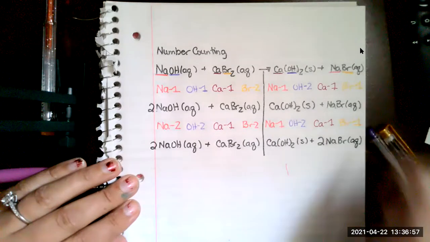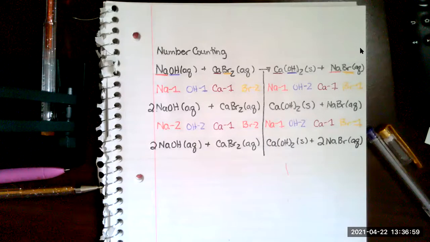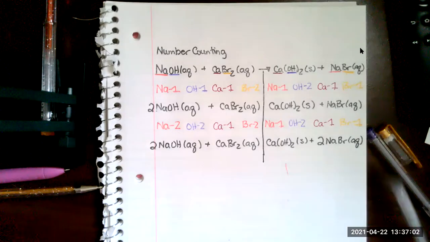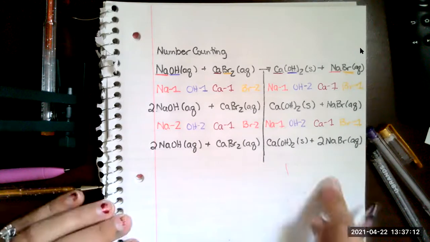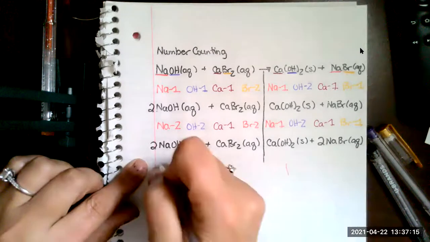Okay, now I do a final count, and I think I'm balanced. There's only that one thing that was off, but then I can do my final count, ensure that I'm balanced, and write my balanced equation. So again, we're going to color code and do our final count. I have 2 sodium still.